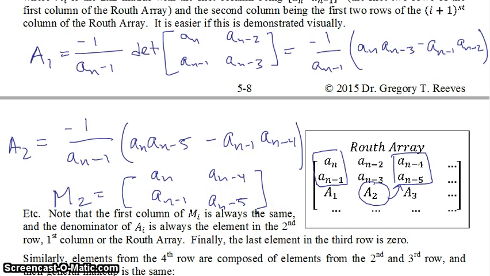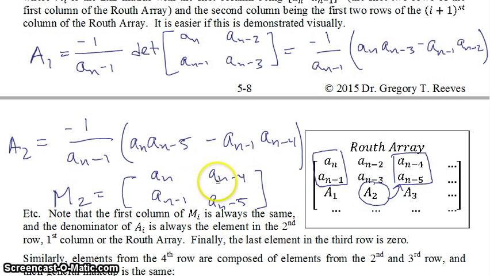Okay, so note that the first column of M is always the same, a_n over a_{n-1}, right? So it's always these two elements. And the second column of that matrix, basically, you take the element that you're looking at and you look over one column and then the two rows above that. And that forms your second column of the matrix.